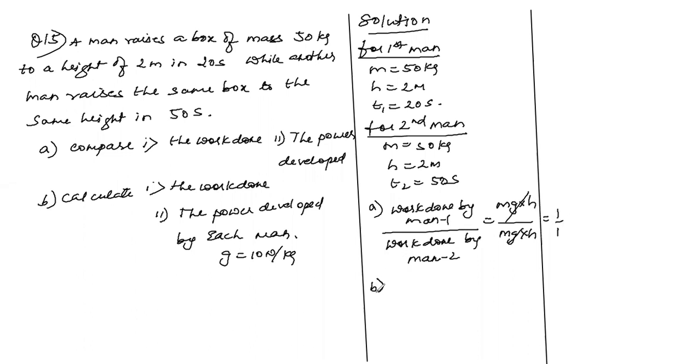The second part they want, sorry, this may be the first part of A. Now second part of A is they wanted to find the power developed by man. So power developed, power of man 1 upon power of man 2.